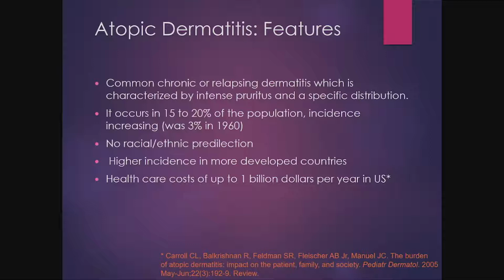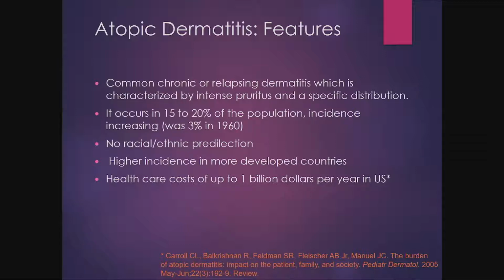Atopic dermatitis is a chronic and relapsing dermatitis, which is characterized by intense pruritus. So some people call it the itch that rashes. There's a specific distribution based on age, which we'll go over. It occurs in 15 to 20% of the population, and the incidence is increasing for unclear reasons.